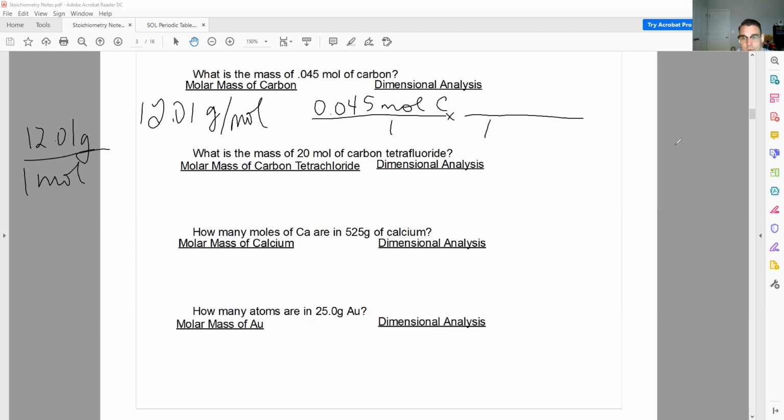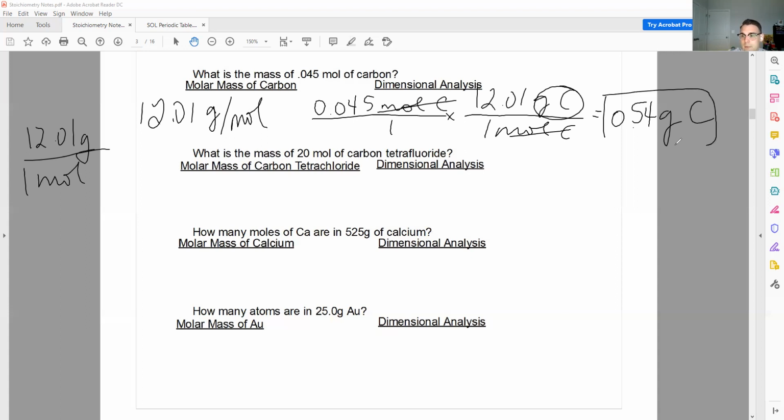And then I know for every 1 mole of carbon, it's 12.01 grams of carbon, because that's what my molar mass is. So you see your moles of carbon cancel, you're left with grams of carbon. And the answer with the correct number of sig figs is 0.54 grams of carbon. Remember, however many sig figs we start with, we end with. So I started with 2, I end with 2. There's my answer.